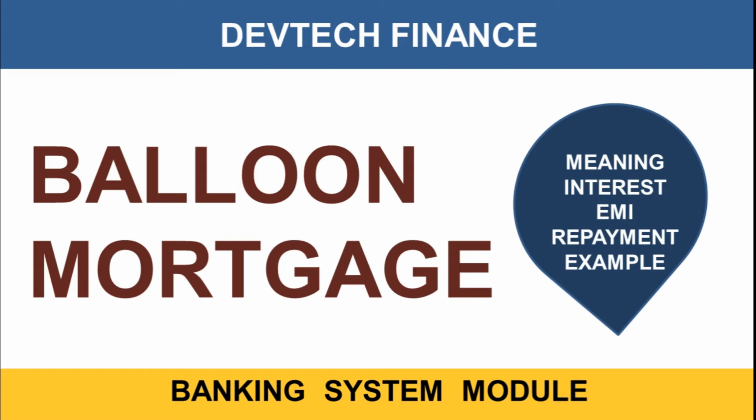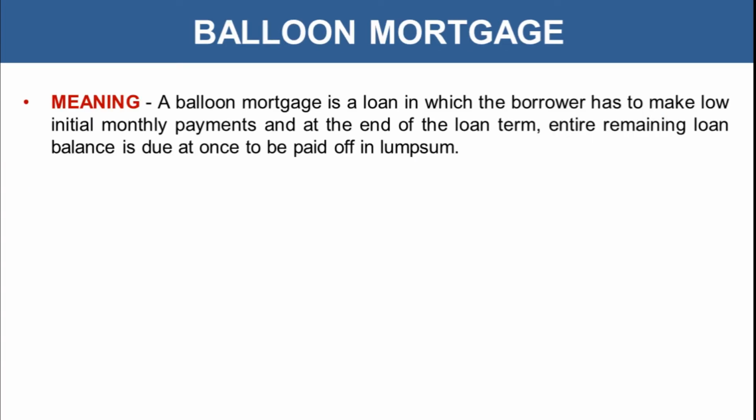Now without further ado, let's start with the meaning of balloon mortgage. But before that, let me segregate this whole term into two words. So you can see here it is balloon and then mortgage. A mortgage is nothing but any loan which is used by a borrower to purchase any real estate property. So for example, if you are taking a home loan to purchase a house, that would be a mortgage loan because till you make the last installment payment, your house will be treated as a mortgage to the bank.